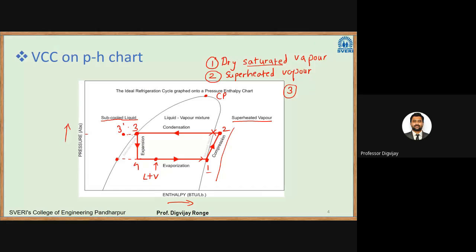Now my further question is, at the same pressure, if I cool the liquid to point 3 dash, what will be its condition?